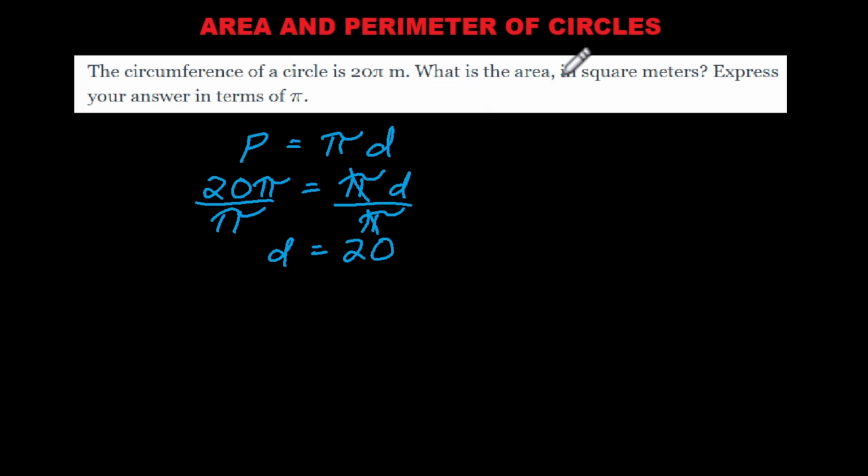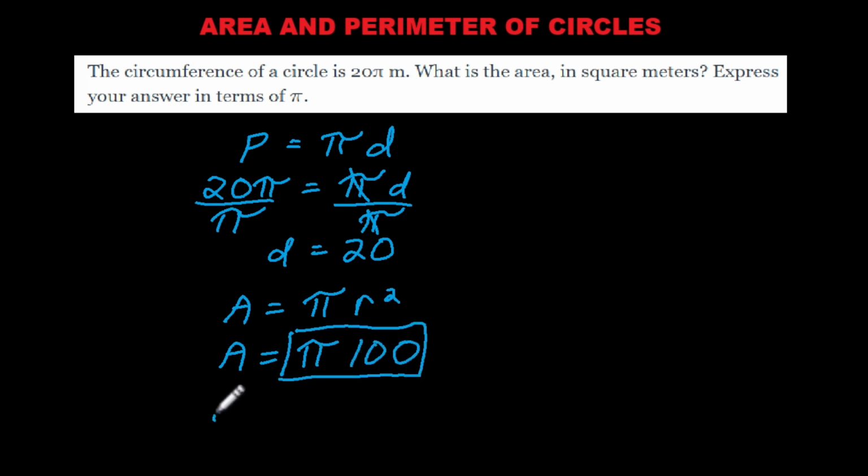Now, we want to find the area in square meters, so express your answer in terms of pi. Again, we are not going to be multiplying by 3.14 here. So we put area equals pi times the radius squared. In order to find this, I have area equals pi, and to get the radius, I'm going to cut the diameter in half, which is 10, and then square it. So this is 100.